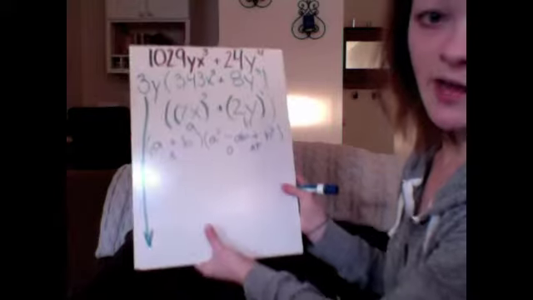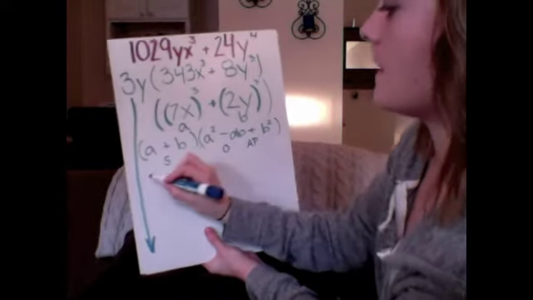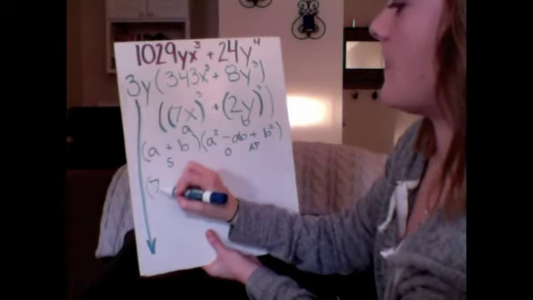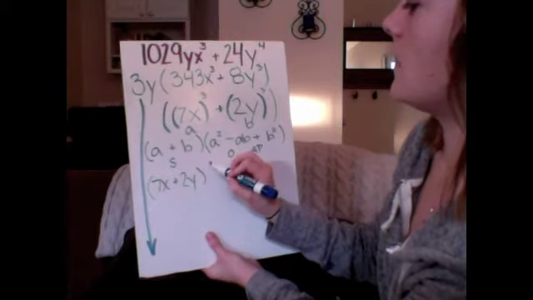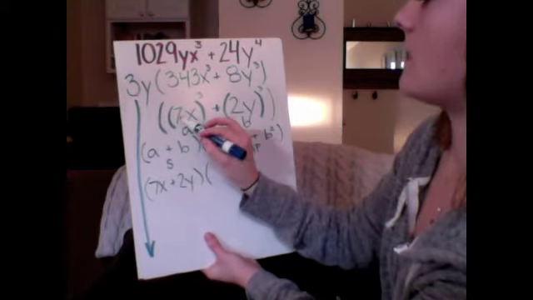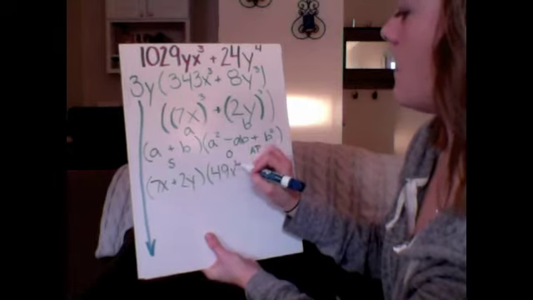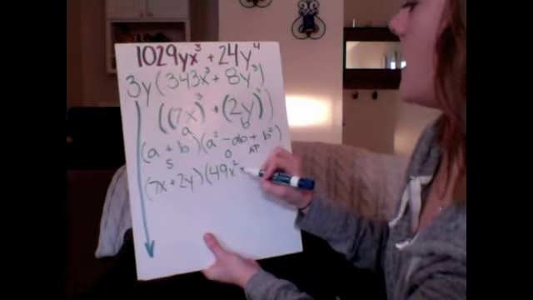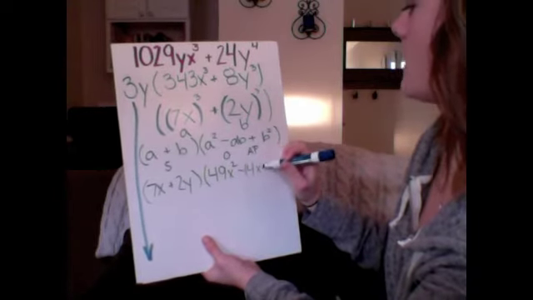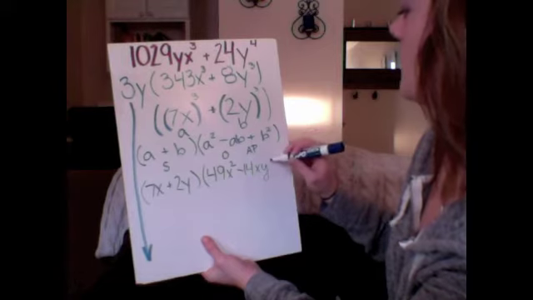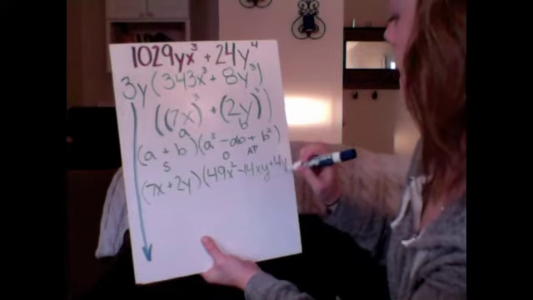So now all I have to do is plug in my values for a and b. So my first set of parentheses, I have 7x plus 2y. And now we have a squared, so we have to square the 7 and the x. We have 49x squared. We're going to have minus a times b, so we have 7 times 2, so 14xy, and plus b squared, so we're going to have 2 squared and y squared, 4y squared.